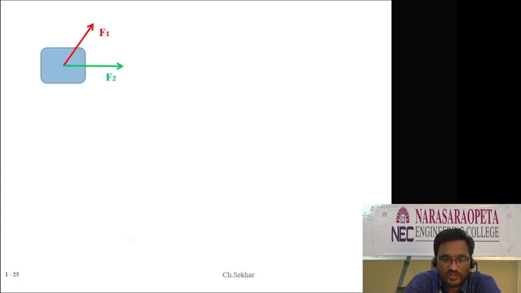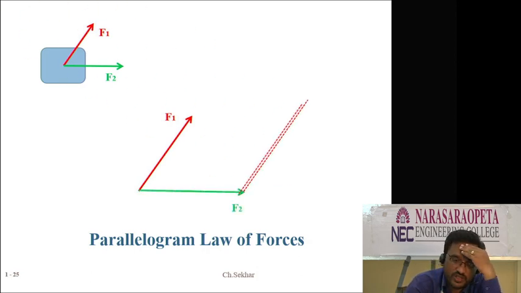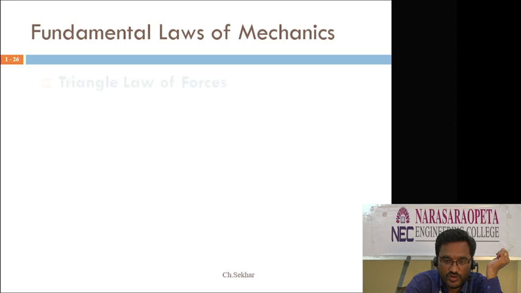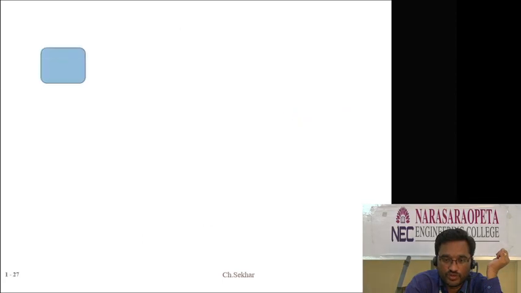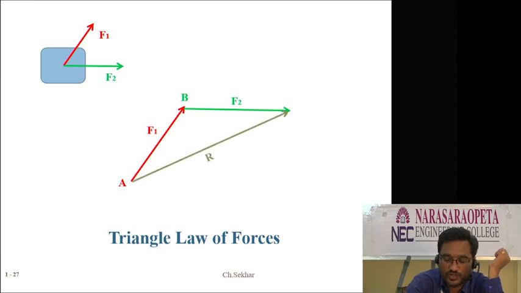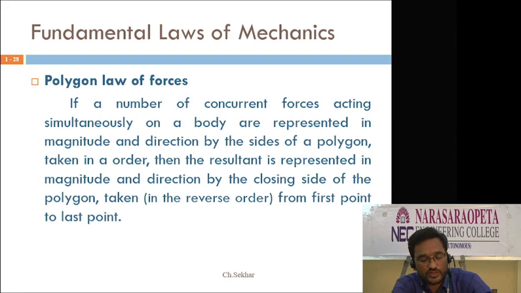These are the fundamental laws of forces. The parallelogram law gives the equation R equals the square root of P squared plus Q squared plus 2PQ cos alpha, where alpha is the angle between the forces. Another one is the triangle law of forces. It states that if two forces acting at point O are represented by two sides of a triangle, the opposite side taken in the opposite direction gives the resultant. The triangle law applies to two forces acting on a body. For more than two forces acting on the body, we use the polygon law of forces.